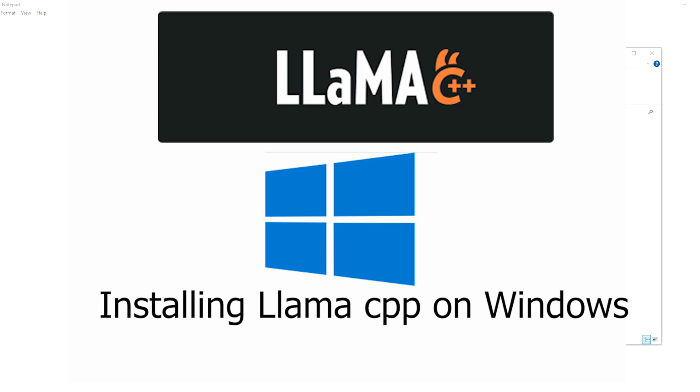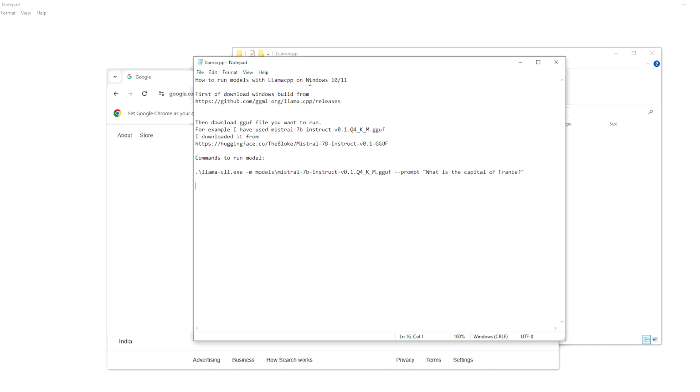Today I will show you how to run models with Llama cpp on Windows 10 and 11. For this you have to download the Llama cpp build for Windows from here. Then you need to download a model GGUF file from this website, and finally run this command to run the model.